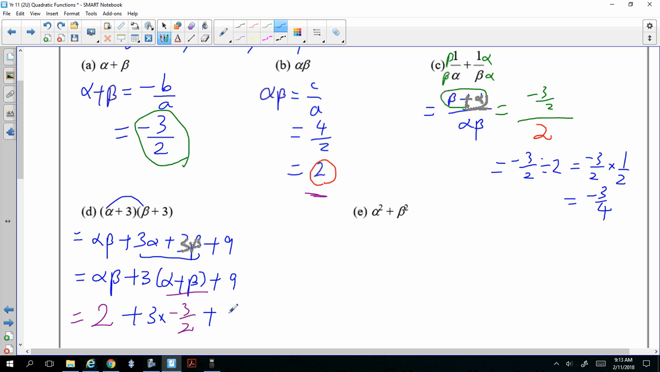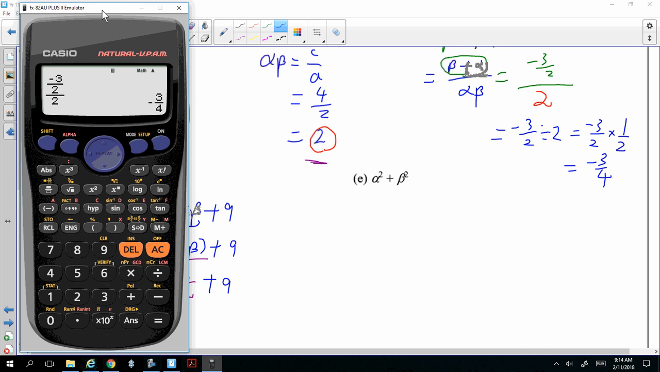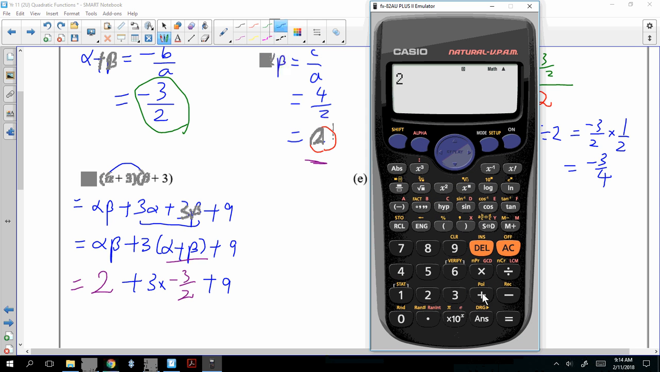And then just use your calculator. I'm going to use a calculator for this one. Okay, so you go 2 plus 3 times, I'll do decimal because it's easier to type, plus 9 equals 6.5. 6.5. Done. Okay.